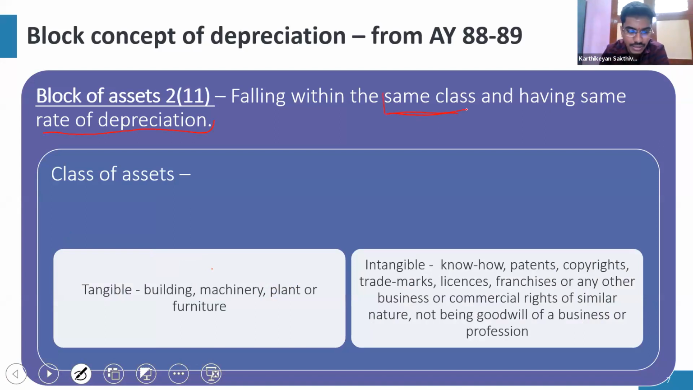Class of assets means, in case of a tangible property, there are only 3 classes of assets: one building, two machinery, and three plant or furniture. Whatsoever you may have as tangible assets, you should bring it only under these 3 categories. Land has no depreciation, so obviously it won't come here. So all your tangible assets you have to bring under these 3 blocks: building, machinery, and plant and furniture. So first tell me, is there any tangible asset which is not falling under these categories?